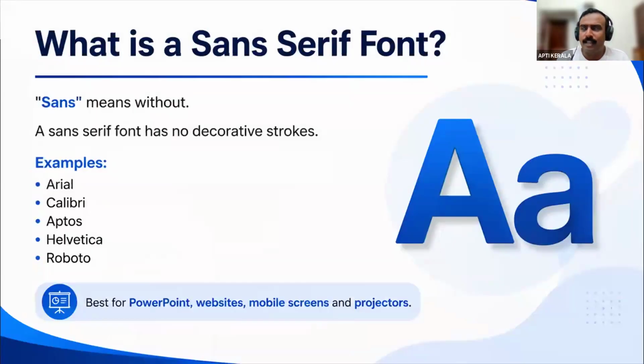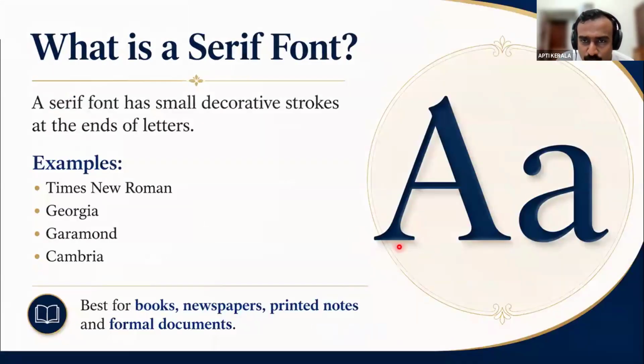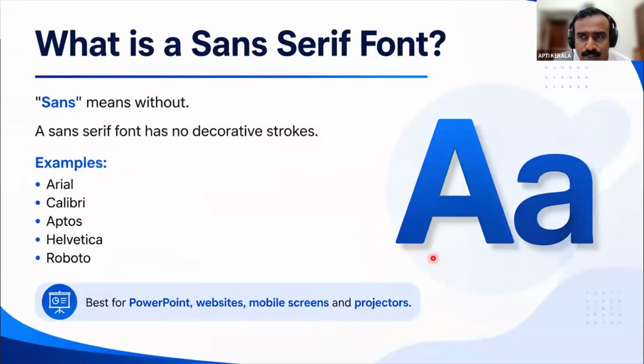The second type of font is known as sans serif font. The word sans means without. Serif means this fancy stroke. Sans serif means without those fancy strokes. So sans serif literally translates to a font without those decorative strokes. Examples of these fonts include Arial, Calibri, Aptos, Roboto, etc.